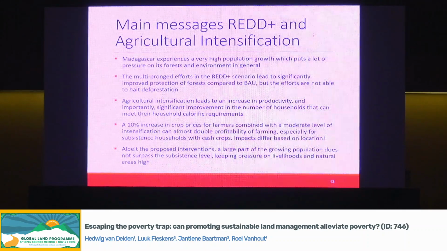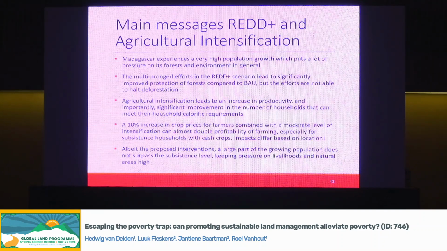Then the idea was, well, we have some nice scenarios to counter this. Can we really do that? And what we have learned from our scenarios, I just put the main messages together here. The high population growth really puts a lot of pressure both on the forest, but also on the environment in general, thinking about depletion of the soils. And efforts in REDD+ really help to improve the protection of the forest compared to business as usual, but they're definitely not enough to stop deforestation. So we are only limiting the deforestation, we are not countering it at all.